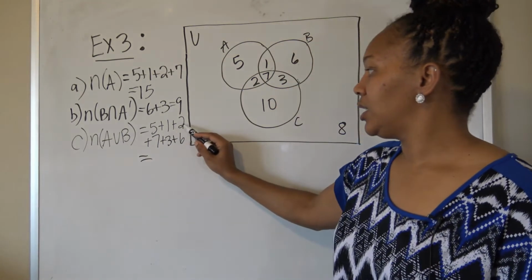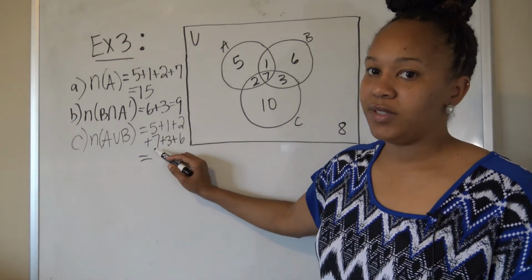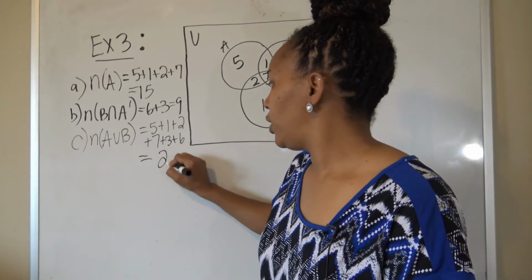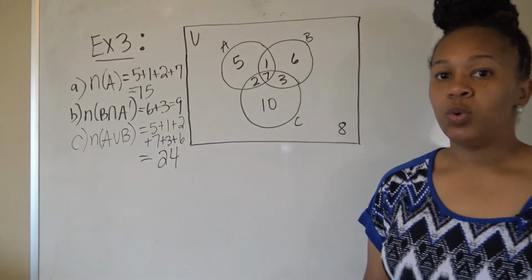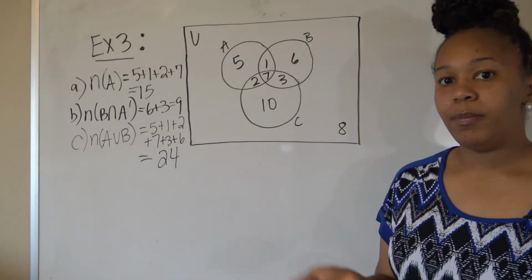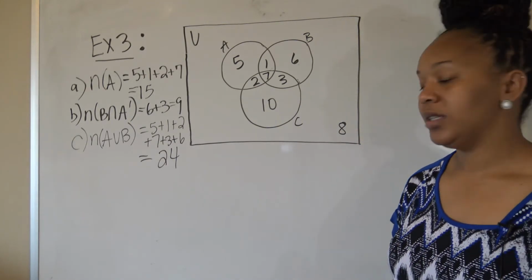5 and 1 is 6, 6 and 2 is 8, 8 and 7 is 15, 15 and 3 is 18, 18 and 6 is 24. So there are 24 elements in A union B. That means A or B has 24 elements altogether.